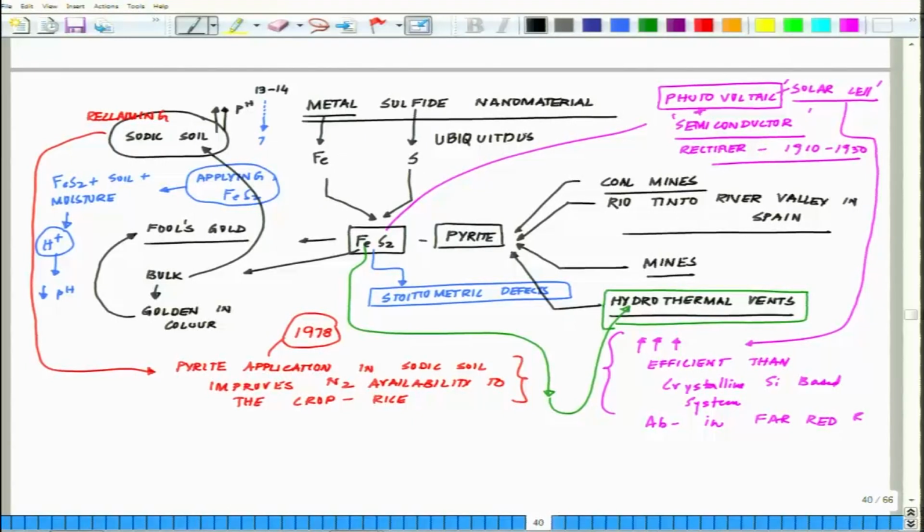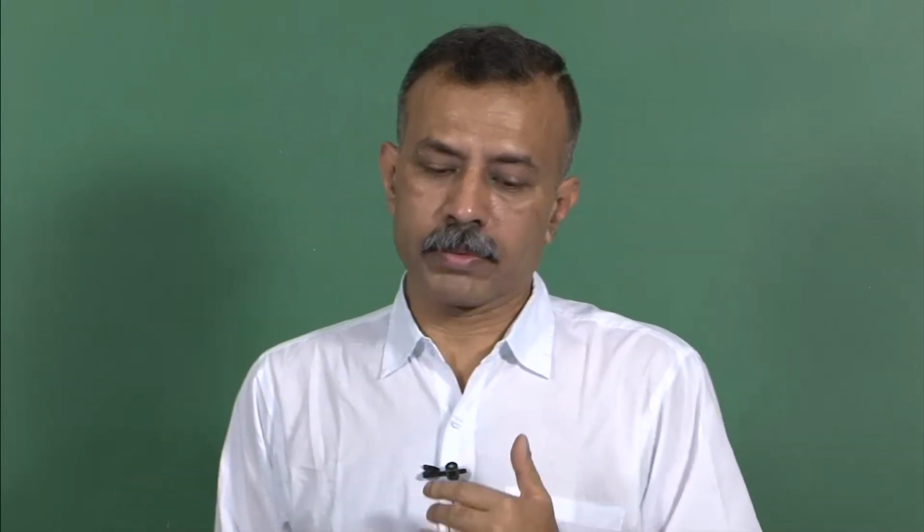and it has been used, or attempts are being made to use it, as a photovoltaic material. In India it was largely used during the 1970s, 75, 78 to reclaim sodic soil, or rather alkaline soil, because once it gets into the soil in bulk amount, it makes the soil pH slightly lower.